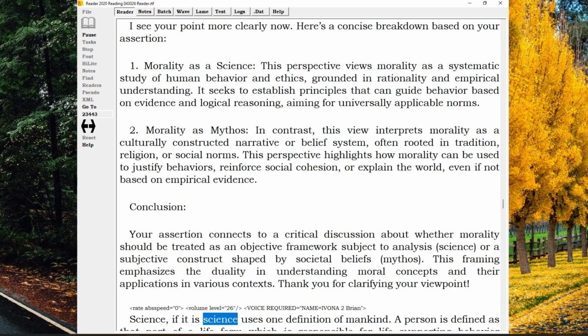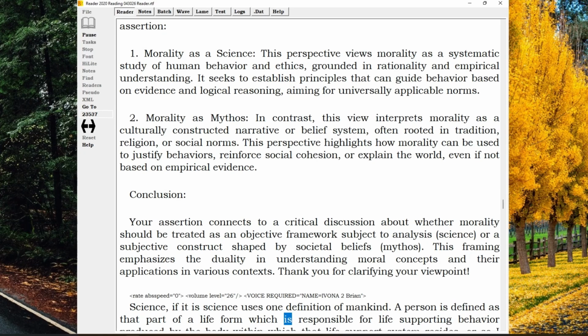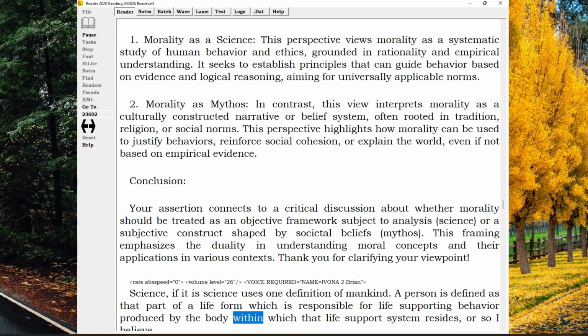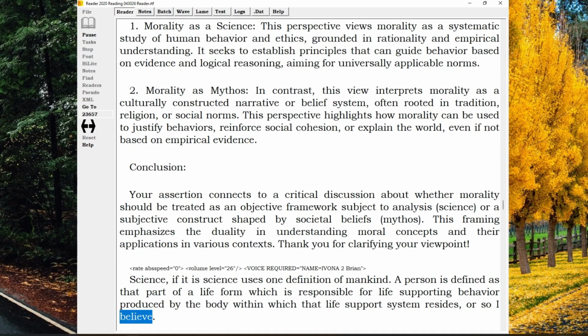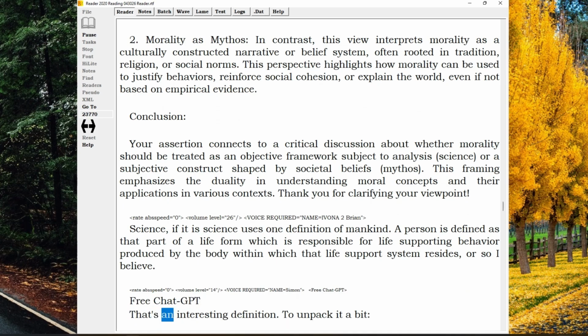Science. If it is science, it uses one definition of mankind. A person is defined as that part of a life form which is responsible for life-supporting behavior produced by the body within which that life support system resides, or so I believe. Free Chat GPT. That's an interesting definition. To unpack it a bit.